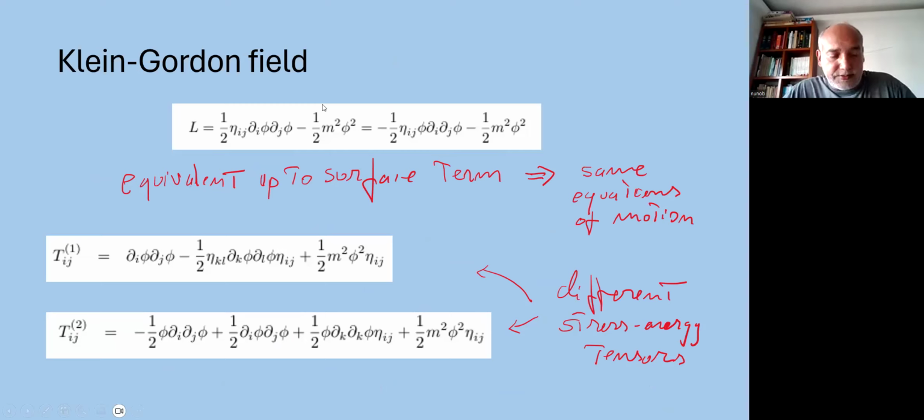So you see here the Klein-Gordon equation. This is the standard way of writing the Lagrangian, but you can perform a partial integration and get the Lagrangian in this form. They produce the same equations of motion because they differ only by a surface term. However, they produce different energy momentum tensors. If you follow Noether's recipe, the standard energy momentum tensor is this one. But if you use this other Lagrangian, which differs from this by a surface term, you get a different energy momentum tensor.